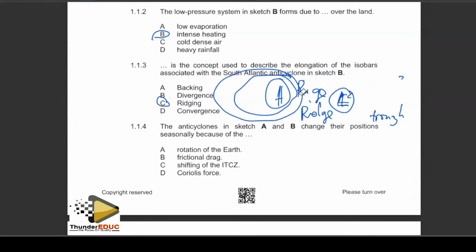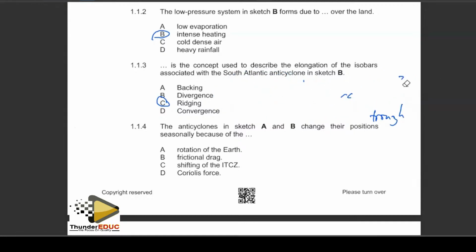Right, we'll move on to the next question. The question says, the anticyclones in sketch A and B change their position seasonally because of the, I think we've mentioned that earlier on again. The correct response is the shifting of the ITCZ. We've talked about that in the short discussion. Right, let's move on to the next question.